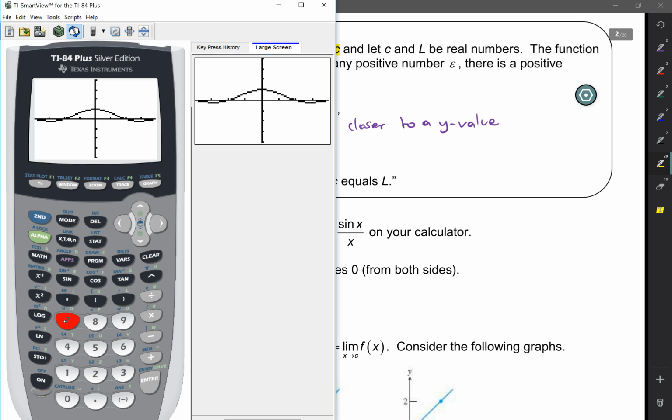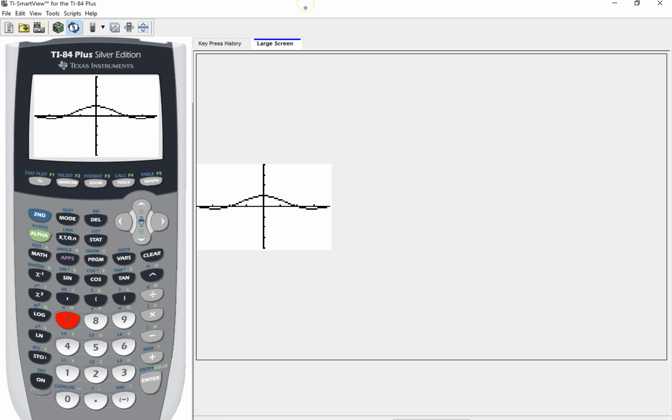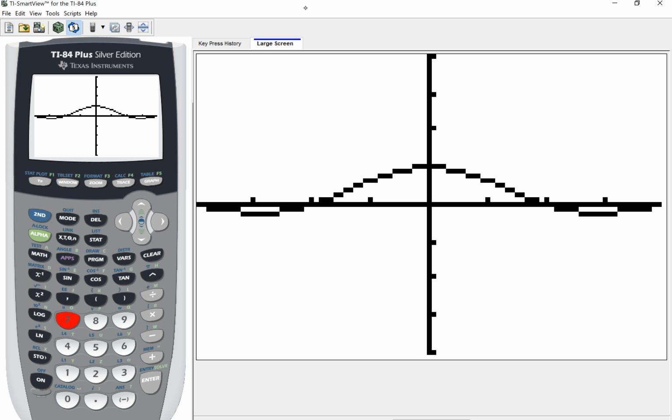We're mostly going to be working in radians. Okay, so take a look at this. Now, this is the graph of sine of x over x. As x is approaching 0, what y value is y approaching? What value is y approaching?